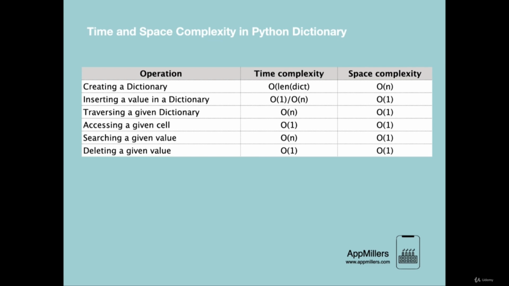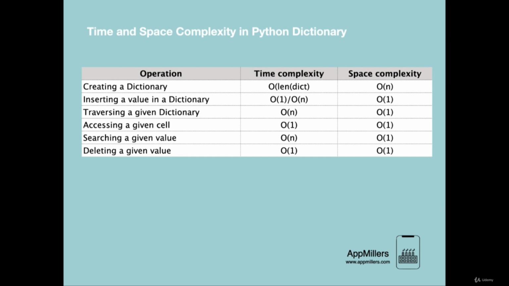Hi there. In this lecture, we will look at time and space complexity for Python dictionary. So let's get started. The first operation here is creating a dictionary. The time complexity for creating a dictionary differs based on the length of the dictionary, because when we create a dictionary, the hash function has to calculate hash values for each element of the dictionary. So the time complexity depends on the length of the dictionary. The space complexity is O(n), because it will take n number of elements in the memory.